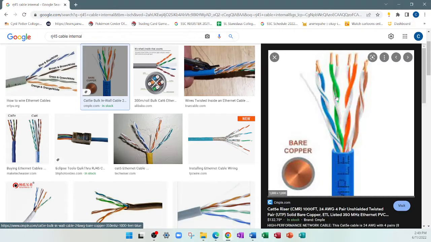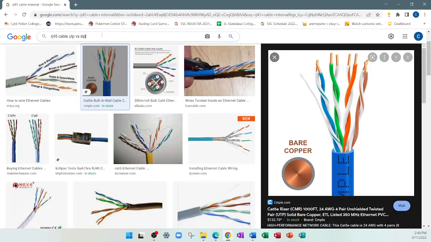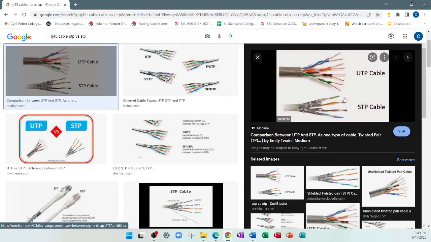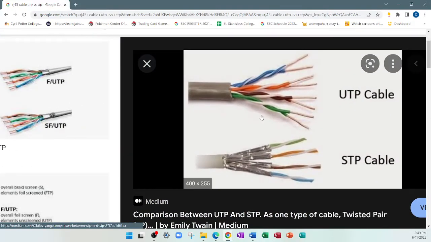Good. So you can see with this cable here, it's just the covering for the cable, and then you see the copper. Now I'm going to search for UTP versus STP, so you're going to see the difference between the two here. The unshielded twisted pair is basically that plastic covering over the copper, and the shielded twisted pair has more of a shielding over it, more protection.